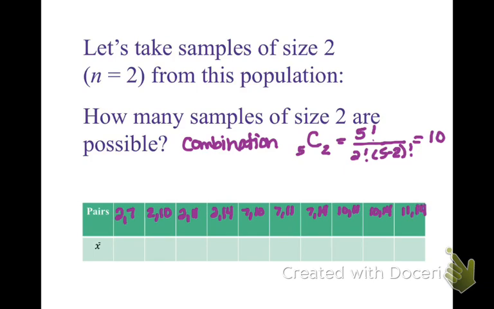So now we need to go through and we need to find the mean for each of these pairs. So we're going to find the x bar, or the sample mean, for each of the pair of fish. So for example, in this first pair right here with lengths of 7 and 2, that's a total of 9 divided by my 2 fish gives me a mean length of 4.5.